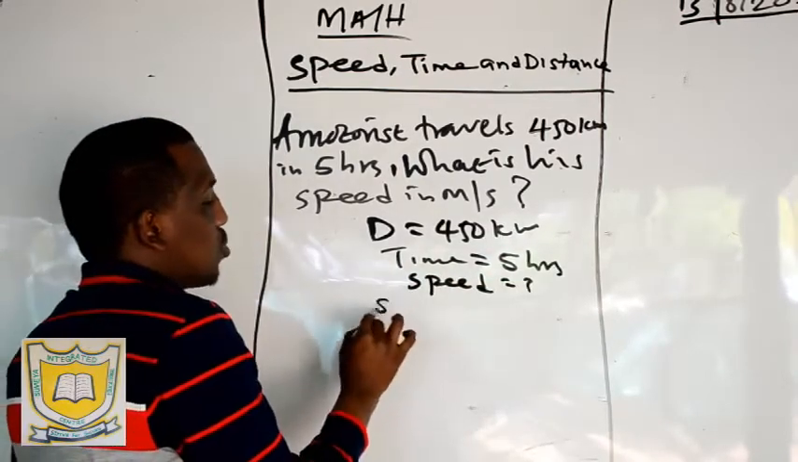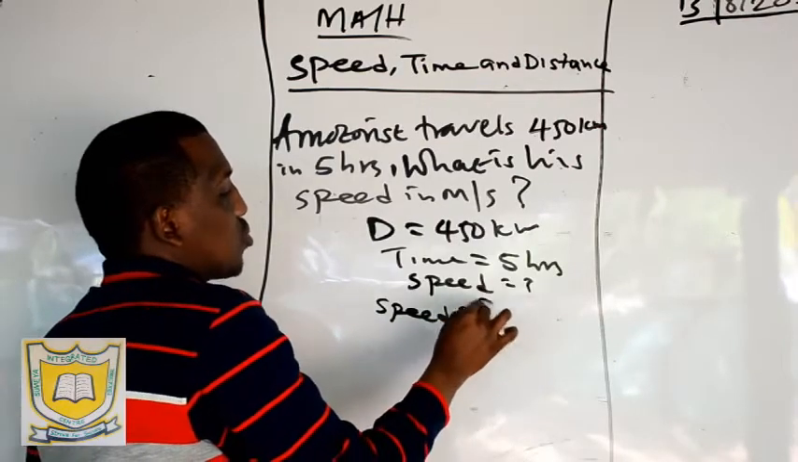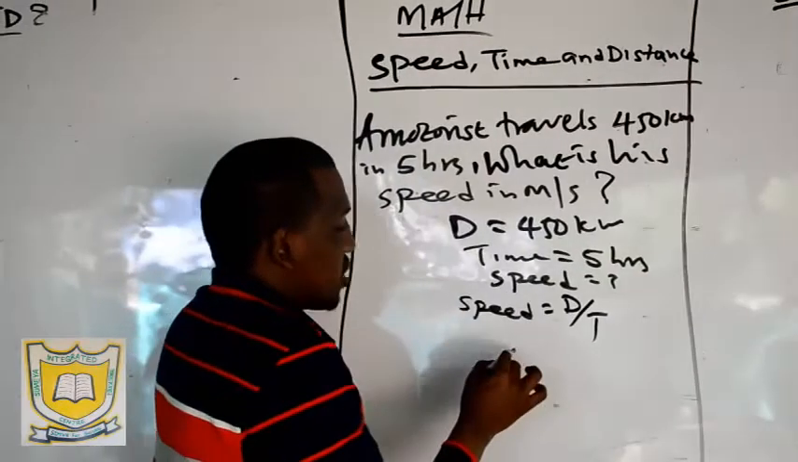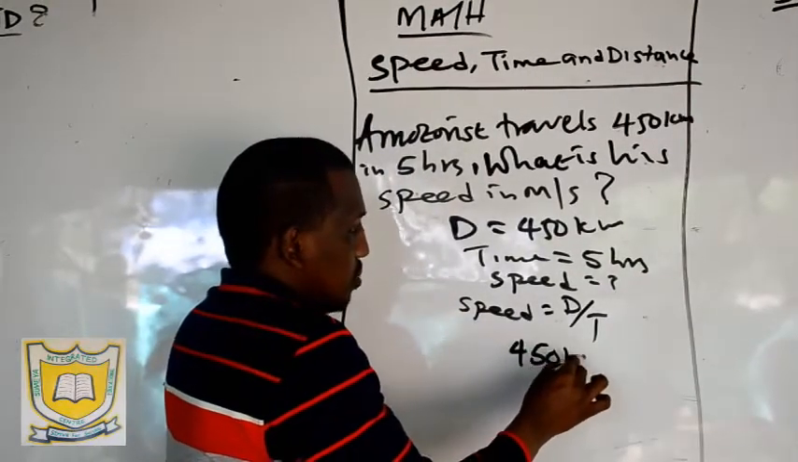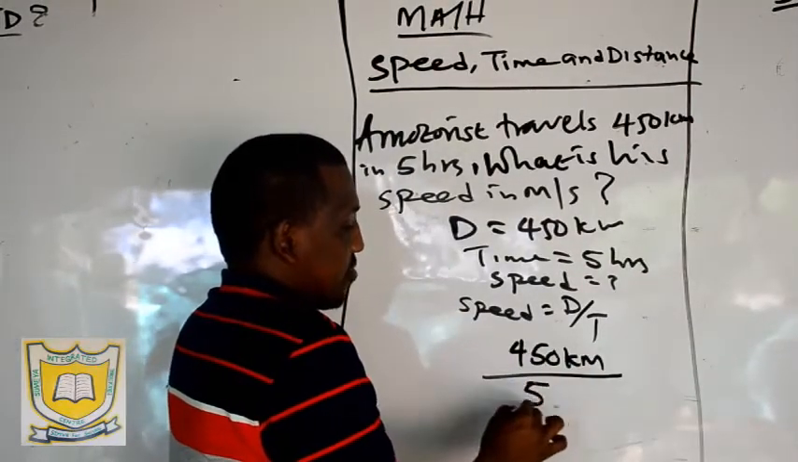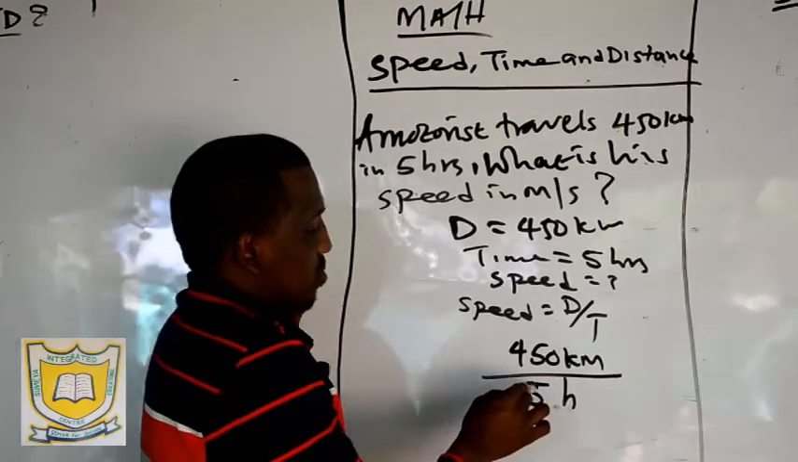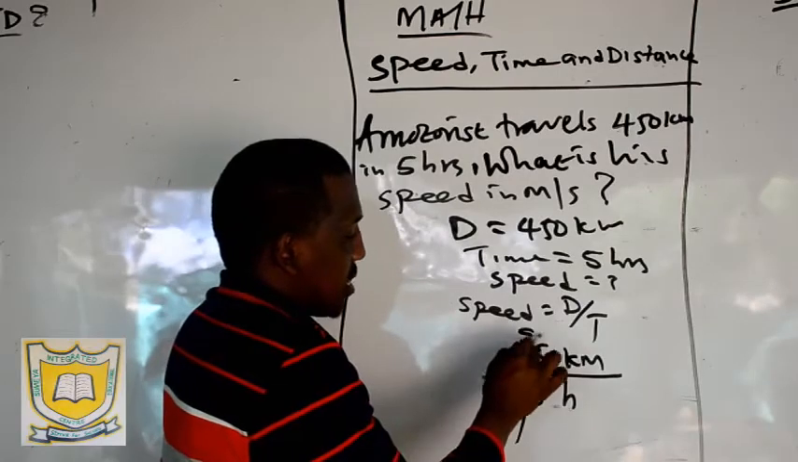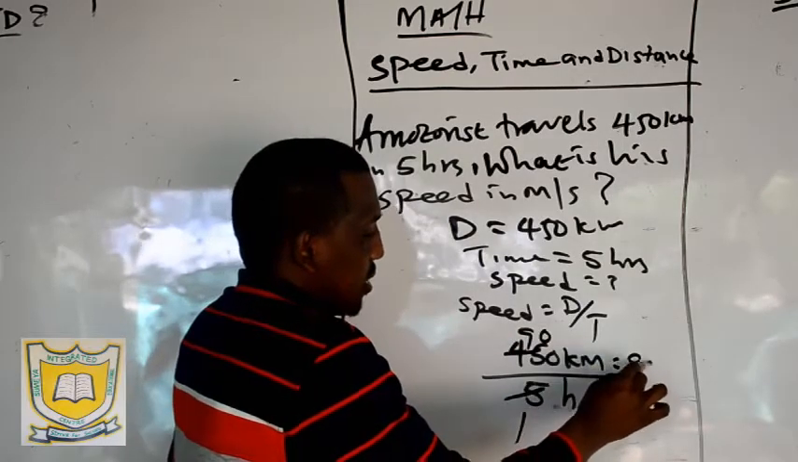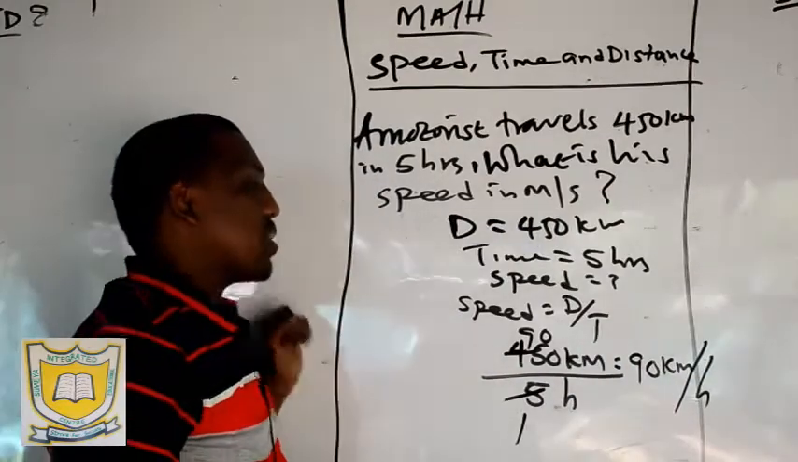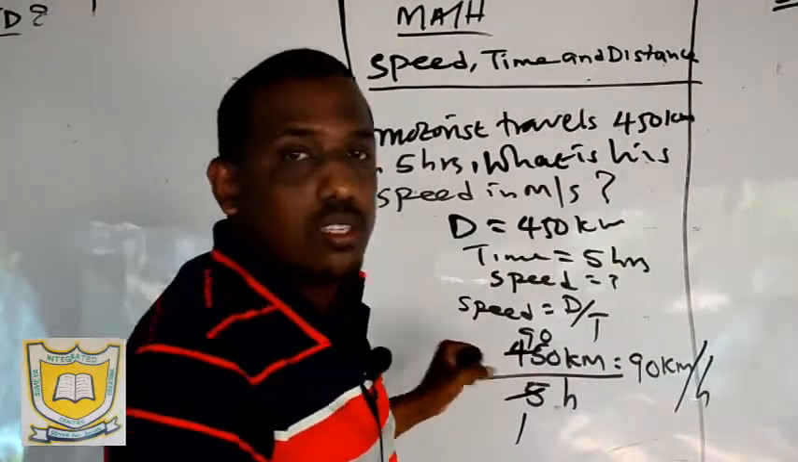Speed is equal to distance over time taken. The distance is 450 kilometers, over time taken, 5 hours. 5 into 5, 1, 5 into 45 is 9, 90. So here you will get 90 kilometers per hour. You are told to change to meters per second now.